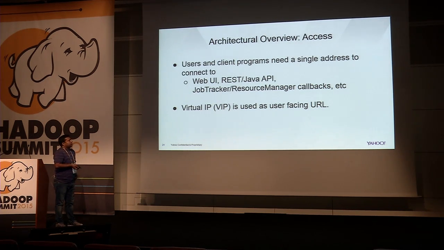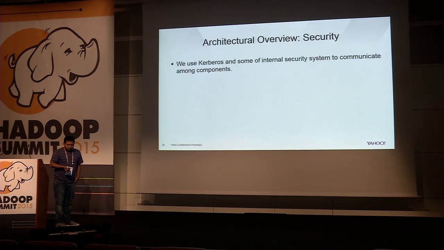For access by the user and client programs, they need a single address. They don't have to talk to multiple addresses. They need only one single address to access the web UI, REST, and Java API. For that purpose, you use a VIP as the user-facing URL, and they go via the VIP. For security, we use Kerberos and some of our internal security mechanisms to communicate among components. We'll see that.